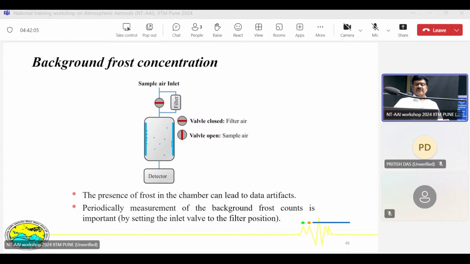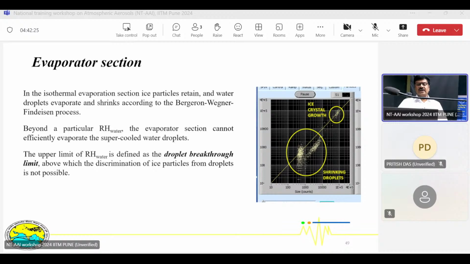To conduct the experiment, we also need to see the background frost concentration once the chamber is iced with 1 millimeter of thickness. Then you look at what the background concentration is. There could be impurities in the air, which can also activate as ice nuclei, which need to be removed when we are measuring. So this is the evaporator section, wherein when they are not ice crystals, they will shrink, and only the ice crystals will grow because of the Bergeron-Findeisen process.